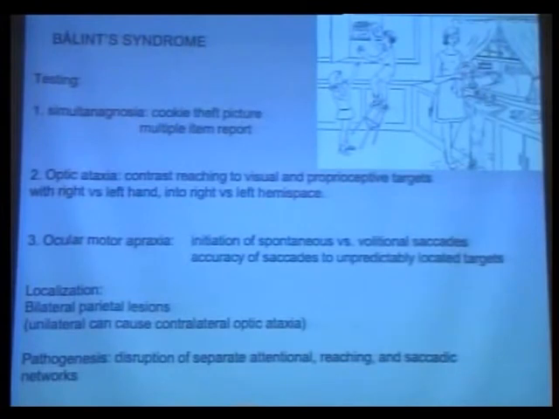How do you test for this? For simultanagnosia, we usually give them some sort of picture like this cookie theft picture, where it's got lots of things going on, and you ask them to tell you what you see. Someone with Balint syndrome will kind of randomly pick on something like, say, the chair falling, and that's all they'll see. And there's a chair.